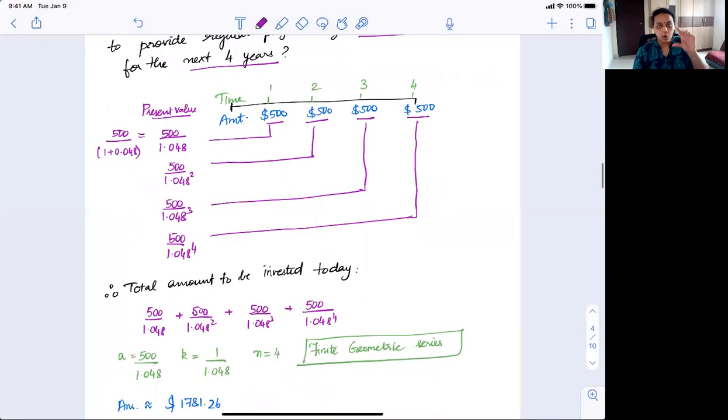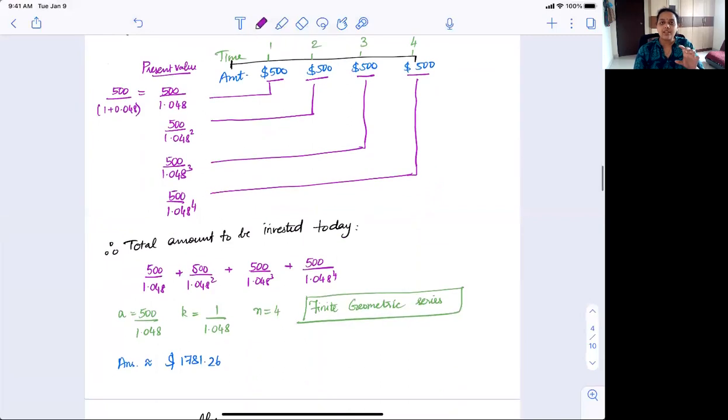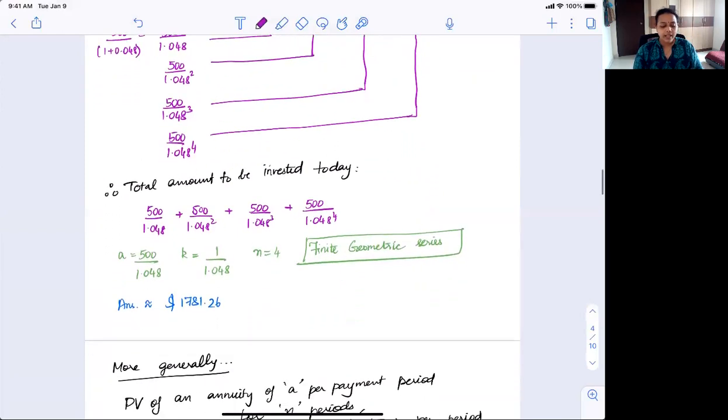Now, if I sum up all of these four present values, the sum of that is going to be the entire amount that I need today to be able to make the payment as specified at each time point for the next four years. Now, how do I calculate the sum?